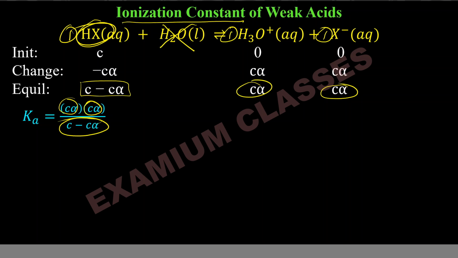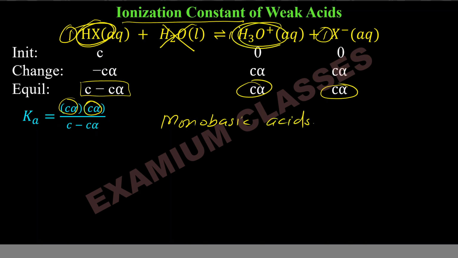Okay. So we are talking about monobasic acids. What are monobasic acids? Monobasic acids are those ones which give you 1 mole. If 1 mole is dissociated, you will get 1 mole of hydrogen ions. Those are called monobasic. Why basic? Because this 1 mole of hydrogen ion will neutralize 1 mole of base. 1 mole of base will be neutralized. That's why it is known as monobasic acid.